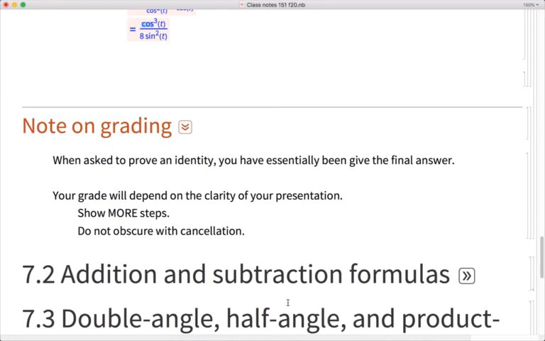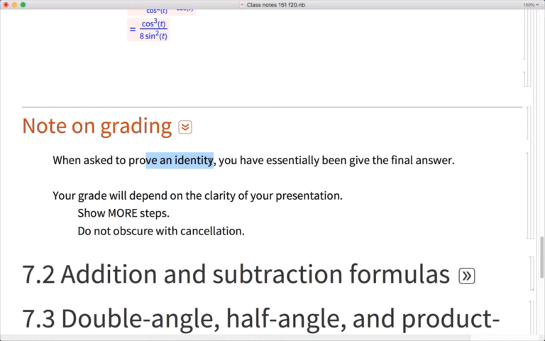Okay, so note on the grading: when you're asked to prove an identity, remember that in some ways you are essentially being given the final answer. The very last thing that should appear on the paper is this connected identity. So you have to make sure you understand that when it comes to grading a problem like this, it's not enough that you simply started on the left-hand side, did a bunch of really hard to follow, illegible stuff, and came to the right-hand side. That stuff in between needs to be very clearly presented.